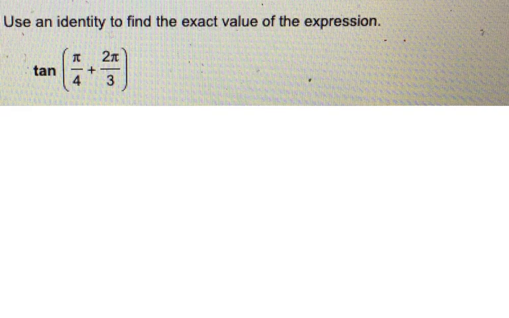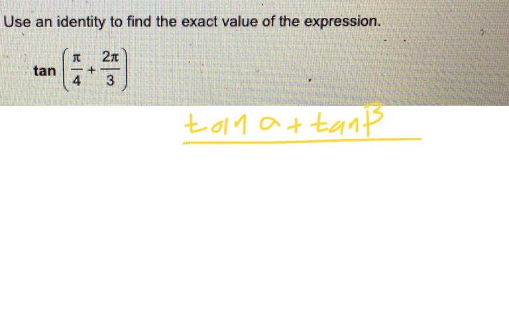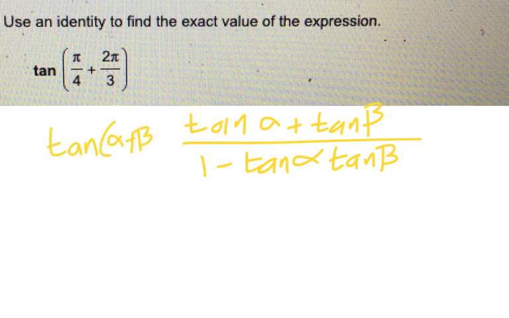Here we've got a sum identity for tangent. So this one's a little bit harder. That's tangent of alpha plus tangent of beta over 1 minus tangent of alpha, tangent of beta. And so again, this is for the identity tangent of alpha plus beta.